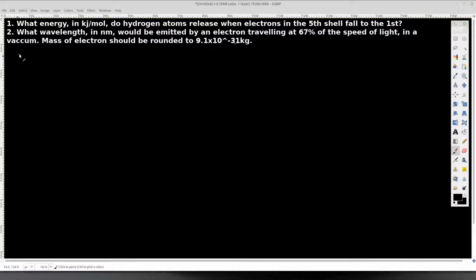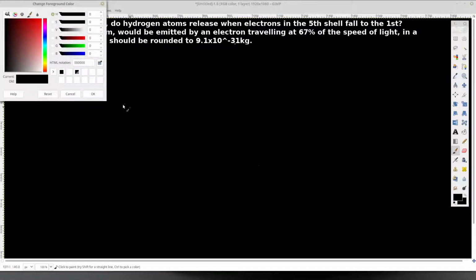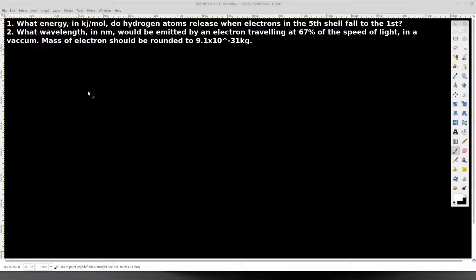Okay. Basically, the de Broglie equation is, whoops, I need to change the color of that. The de Broglie equation is basically the wavelength is equal to Planck's constant divided by the mass times the velocity, the mass being the mass of the subatomic particle that we're talking about, which in this case is the electron. And the velocity is, of course, the speed of light, but at 67%.